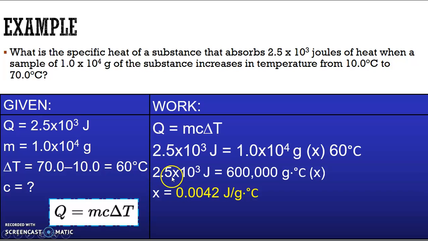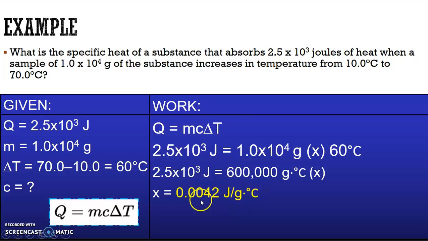So in my calculator, I'm going to type in 2.5 times 10 to the third divided by 600,000. Be careful doing that. Make sure that you put this information right here, that scientific number, in parentheses to make sure that it does the math correctly for you. And when you do, you'll get 0.0042, and that is my specific heat. So my unit is joules per gram degree Celsius.